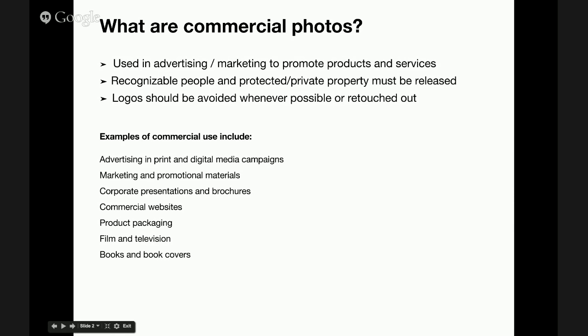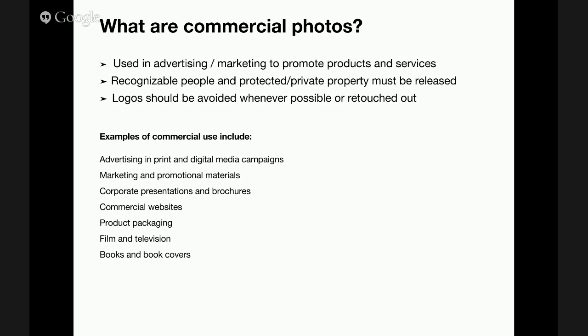That shouldn't say that editorial photos don't have a value. Commercial photos obviously have a greater value and a greater usage because of these restrictions that we place on the photos. And so you can actually use a commercial photo for editorial purposes, again, widening the range of usage.